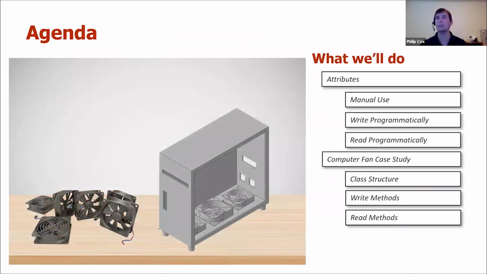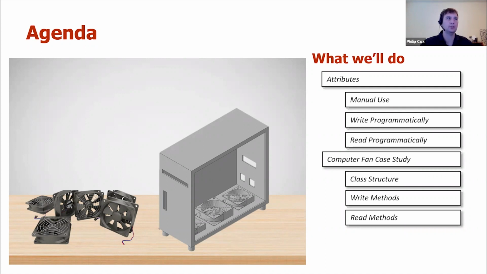So what are we going to do today? Our agenda for the day is we're going to talk about attributes, their manual use, like how to add in attributes just by clicking things in Inventor. But then we're also going to look at how to write them programmatically and how to read them programmatically, and also why you'd want to do those things, some of the uses.